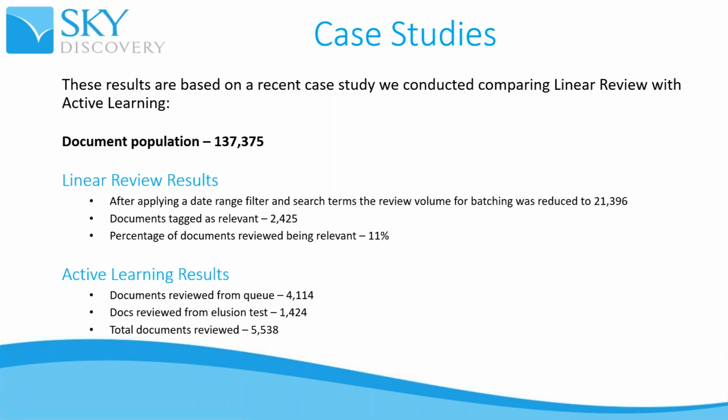Yet the review obviously took 20,000 documents. Now, when we've done the active learning case, by using the prioritization queue, we reviewed just over 4,000 documents, and then we saw the relevance rate drop, as Sam mentioned. As it started dropping, we realized it was time to conduct an elusion test. The elusion test was run over about 1,400 documents. So in total, we reviewed 5,500 documents, which was just over 75% reduction on the actual linear review. So already just a significant saving there.